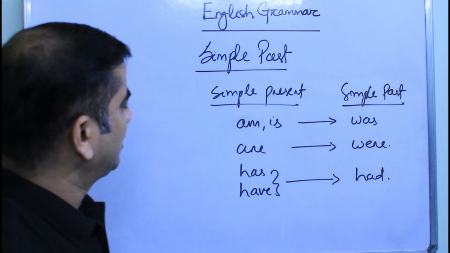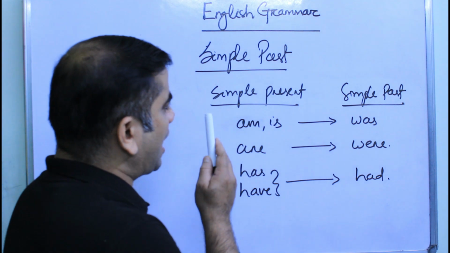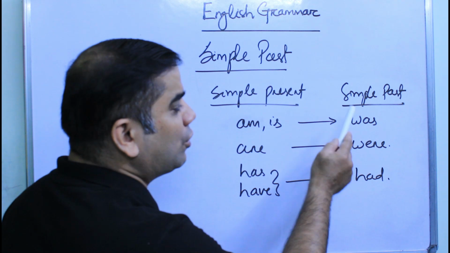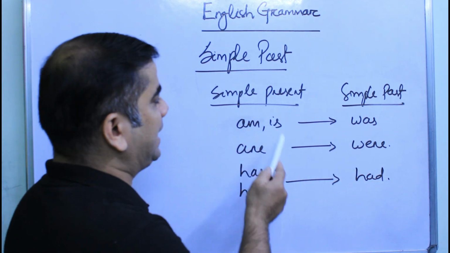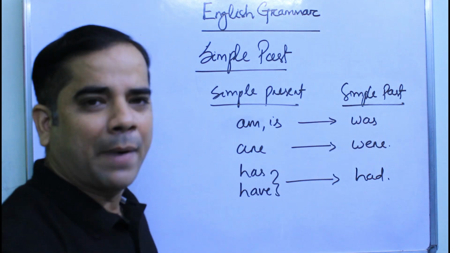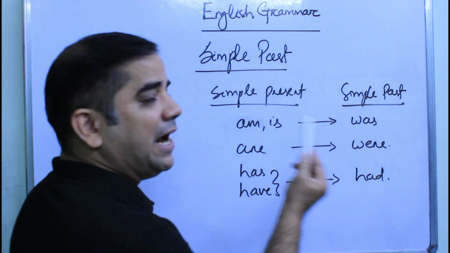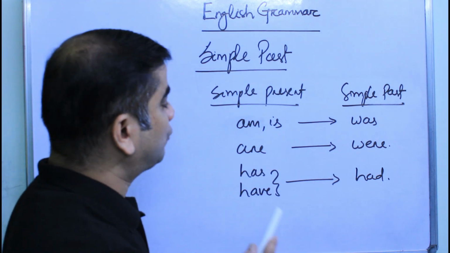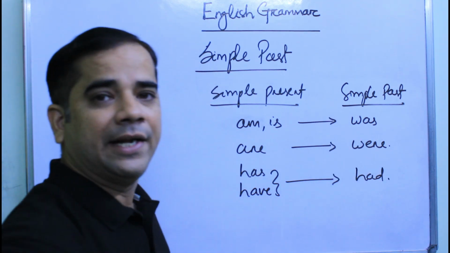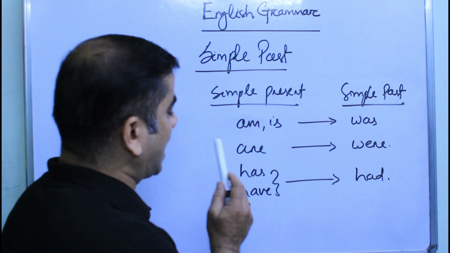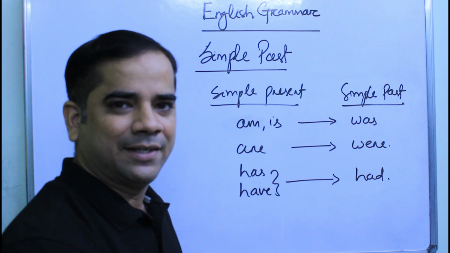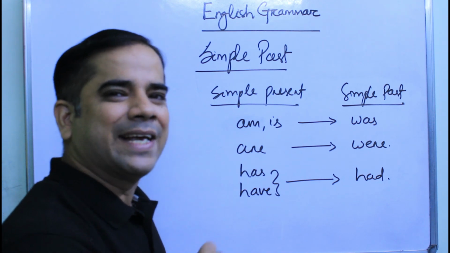Okay, students, as you can see in the simple past tense, am and is convert into was. If we use am and is in simple present, for those subjects we use was in the simple past. Are becomes were. So the subjects with whom we use are in present tense, we have to use were in the simple past tense. And for has and have in present tense, we use had in the past tense. Okay, so let us discuss some examples.